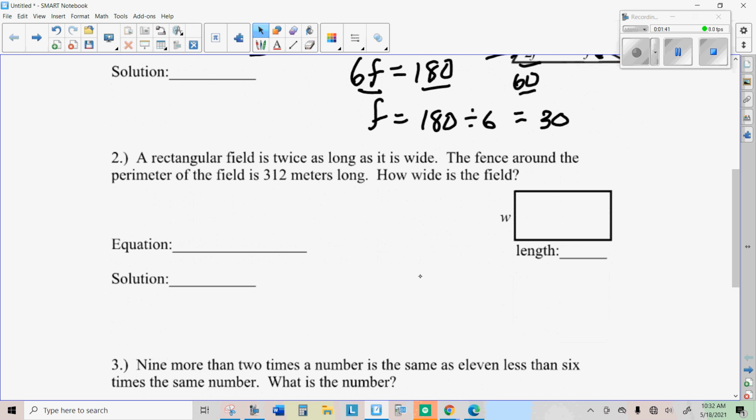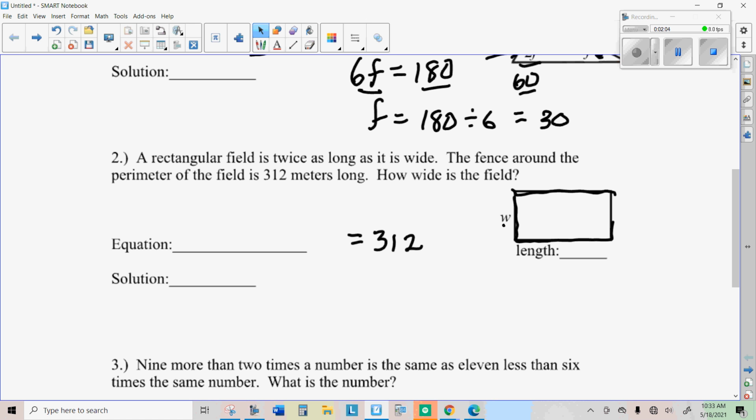All right, let's try another one. It says a rectangular field is twice as long as it is wide. The fence around the perimeter of the field is 312 meters. So if I add this side, this side, this side, and this side, it equals 312. So I have to add all 4 sides for that.